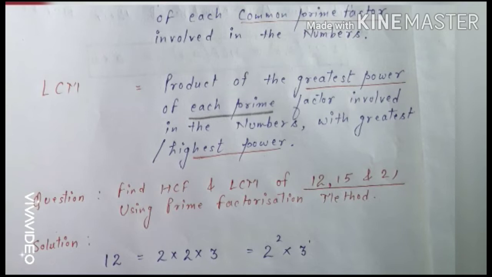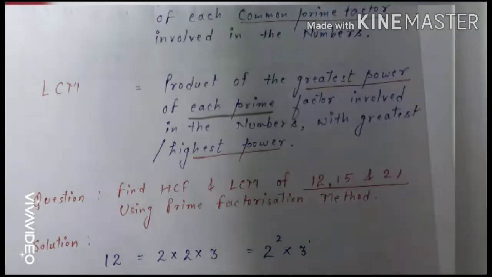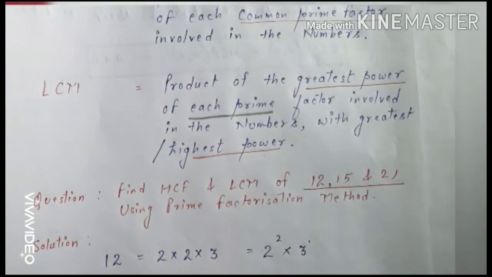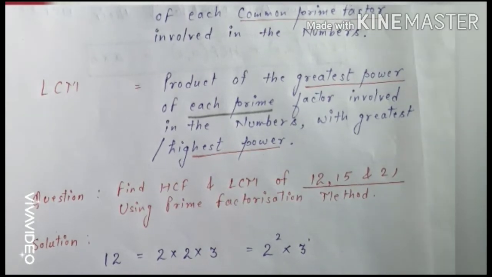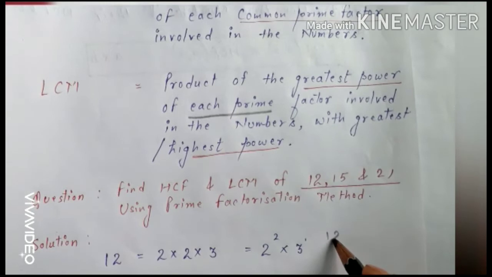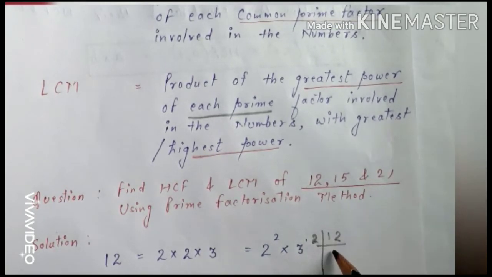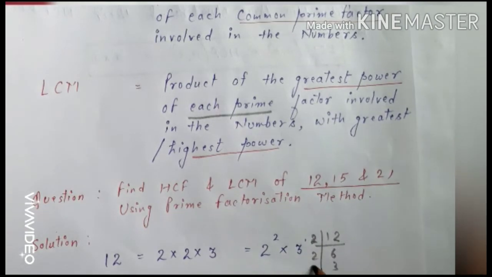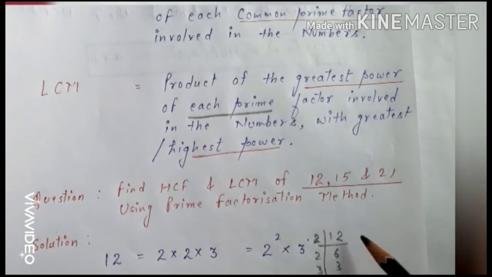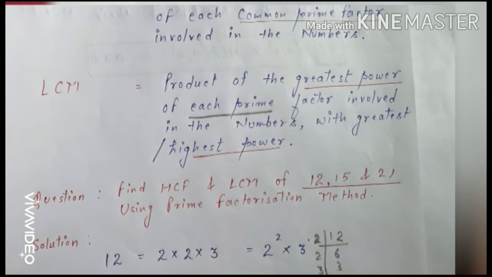The question is, find the HCF and LCM of 12, 15 and 21 using the prime factorization method. So 12, 15 and 21. You know how to factorize 12 with the help of prime factorization. It is divisible by 2: 2 sixes, then 2 threes, then 3 ones. So its factorization is 2 multiply 2 multiply 3.